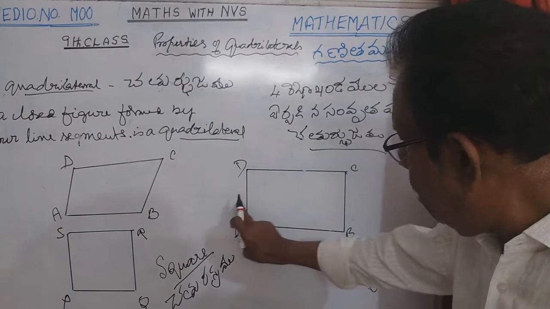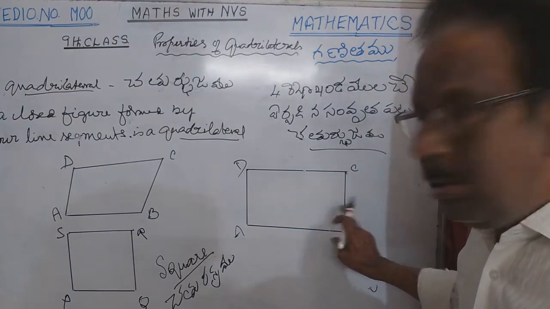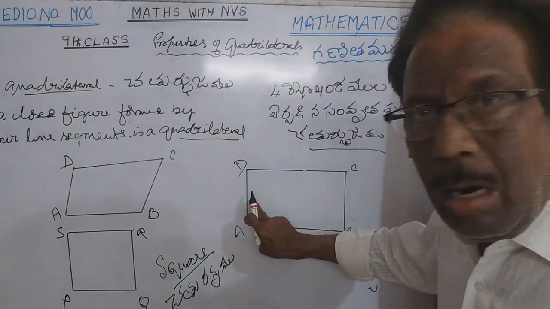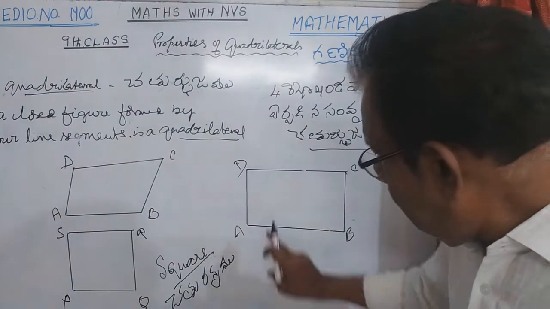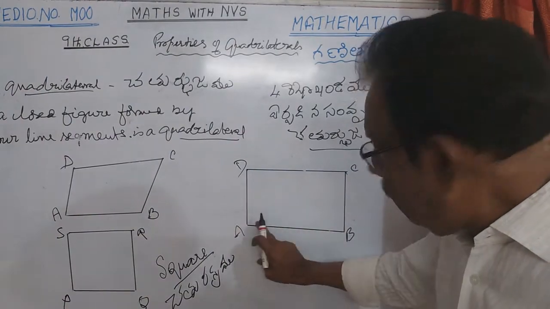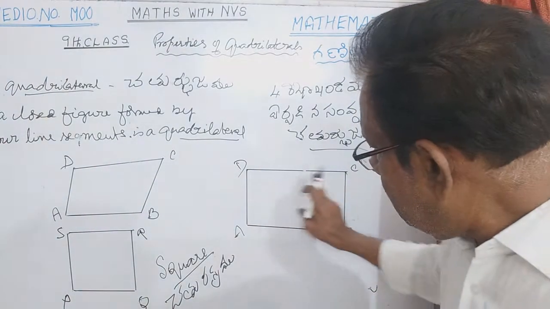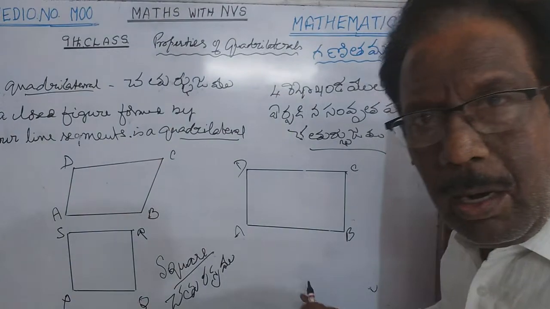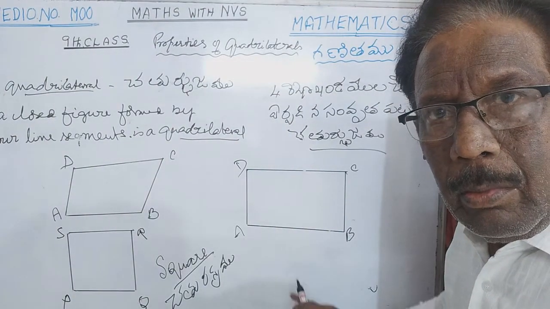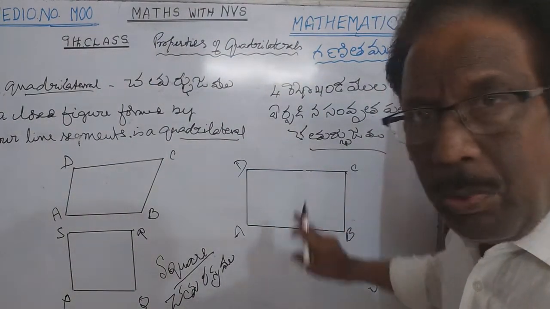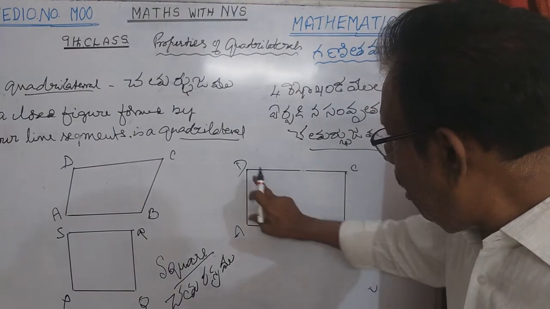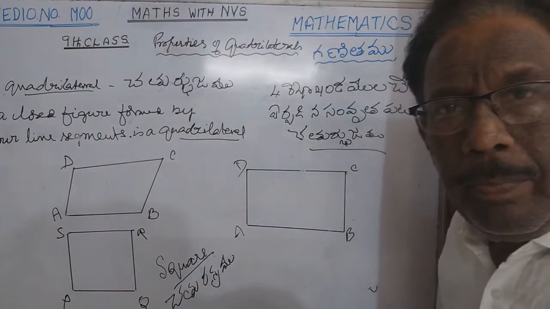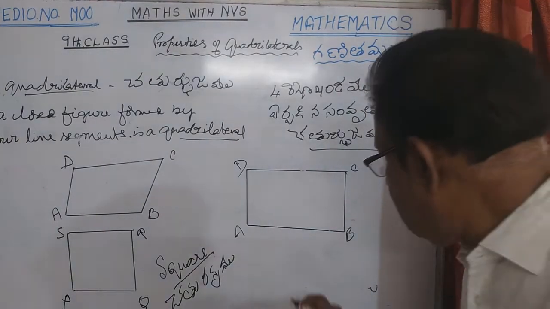These two pairs, see these two pairs. This is called length, and this is called breadth. It is called a rectangle, and all the angles are right angles. Opposite sides are parallel and equal, and these two are equal and parallel, and all four angles are right angles. So this is a rectangle.